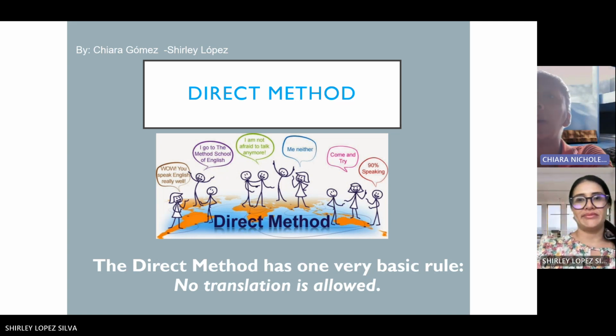Today, we will be talking about the direct method and how it works. So we can understand a little better what the direct method is, we have to understand a basic rule, which is no translation is allowed.